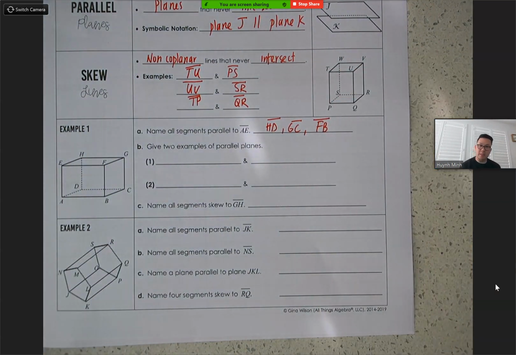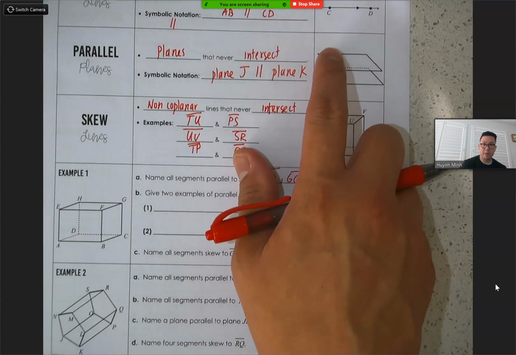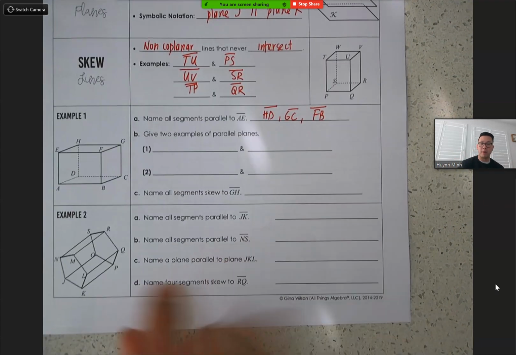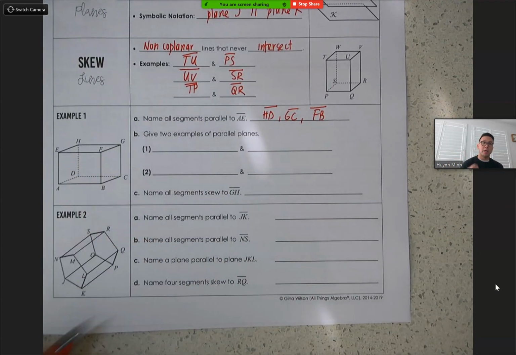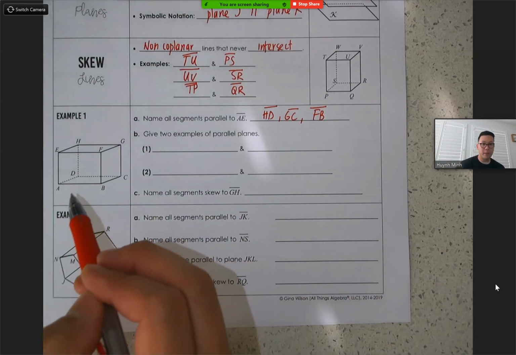Then they say, give me 2 examples of parallel planes. Now this is going to be a little bit different because over here we were naming planes with 1 letter, but now we don't have any fancy letters. So just to recap, when you're naming a plane, if they don't give you a little fancy letter, you can name it with any 3 points, right? Any 3 points that are non-collinear, right? So basically random points.